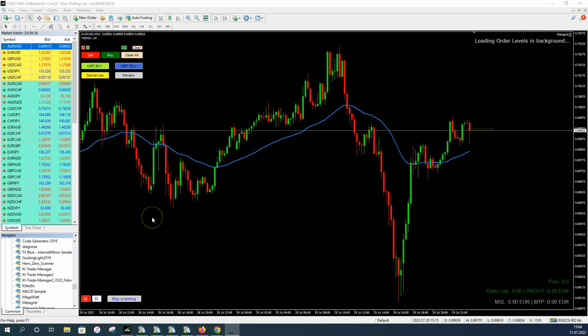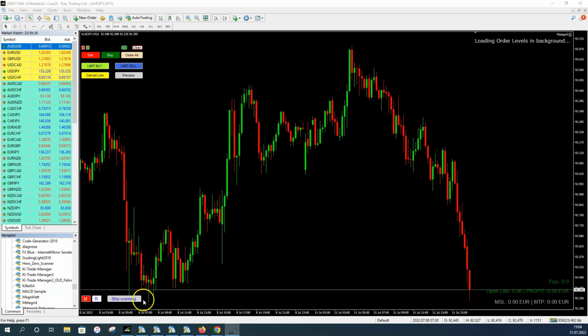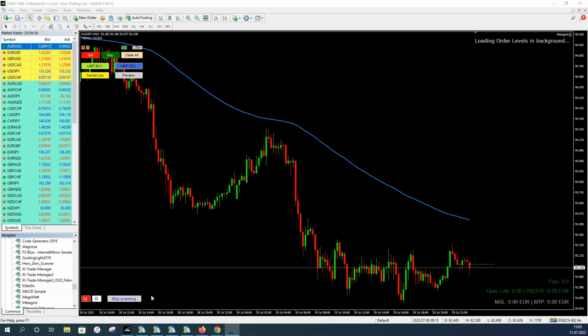And you can see that it says stop scanning here. This means the auto trader is active. There is a button which says stop scanning, because if you click on this button, it stops the auto trader, okay? I'll show you this in a minute. We wait until the order blocks are loaded and everything is set up.